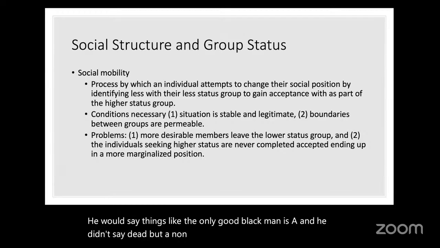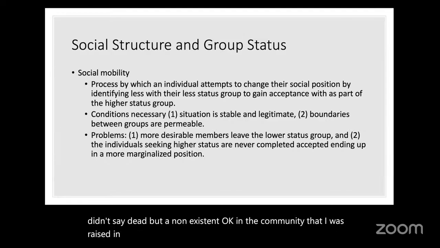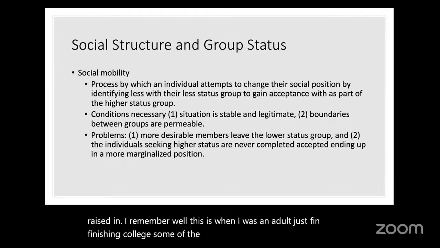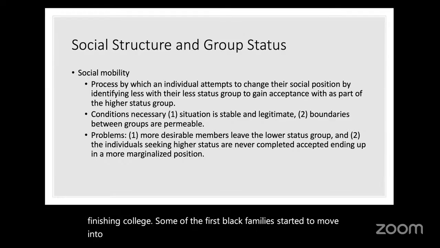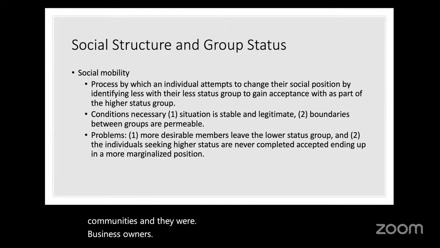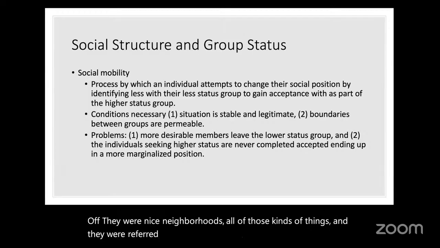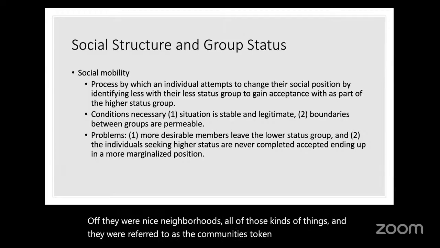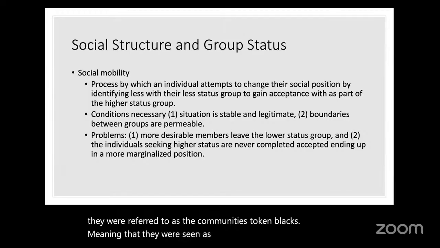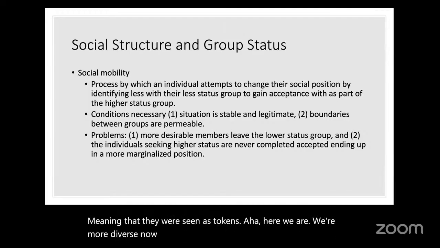Okay. In the community that I was raised in, I remember, well, this is when I was an adult, just finishing college. Some of the first black families started to move into the communities, and they were business owners, well off. They were in nice neighborhoods, all of those kinds of things. And they were referred to as the community's token blacks, meaning that they were seen as tokens. Aha, here we are. We're more diverse now. But they weren't referred to as just neighbors. They were referred to as tokens. Okay. That's what I was raised in.